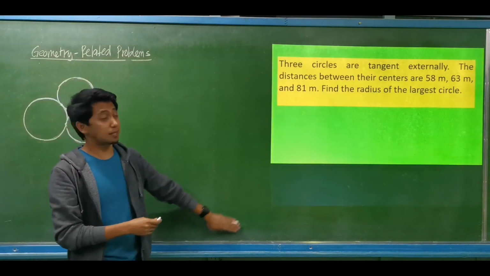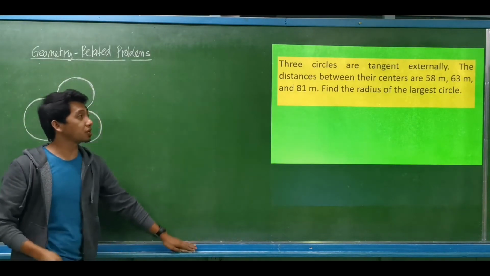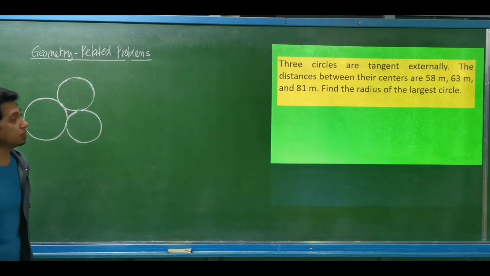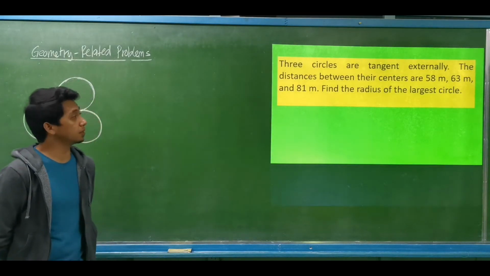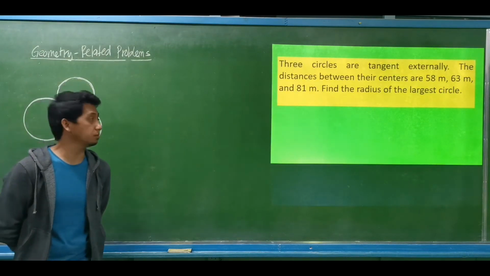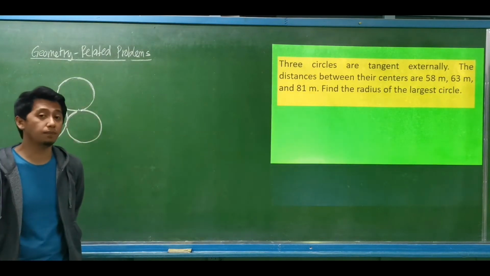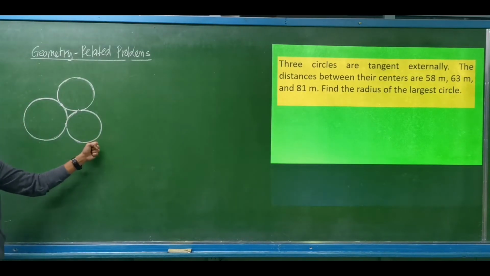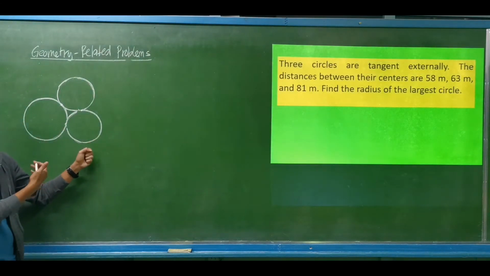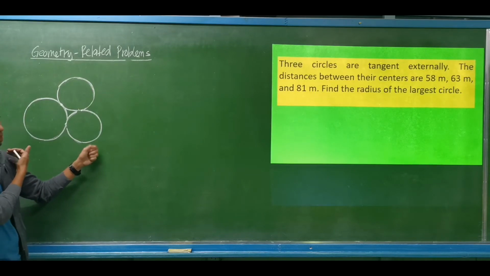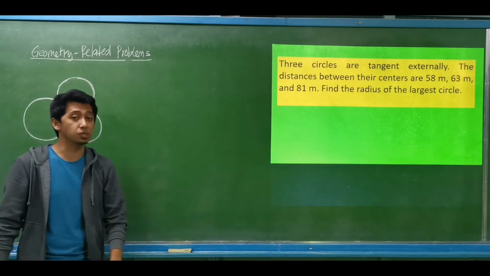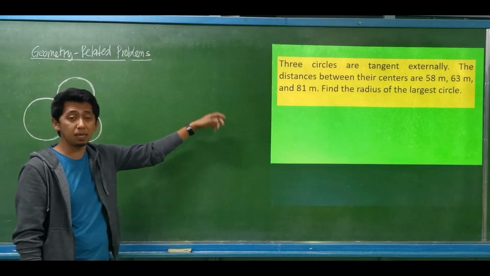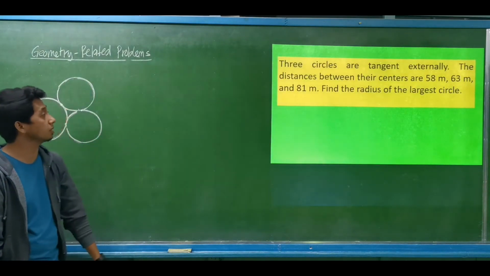So let's have an example. Three circles are tangent externally. The distances between their centers are 58 meters, 63 meters, and 81 meters. Find the radius of the largest circle. So we have three different circles. Why do we have three different sizes of circles? For a reason, the center-to-center distances are also three different values. We have 58 meters, 63 meters, and 81.